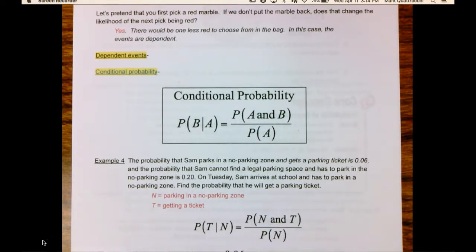So example 4. The probability that Sam parks in a no parking zone and gets a parking ticket is 0.06, and the probability that Sam cannot find a legal parking space and has to park in the no parking zone is 0.2. On Tuesday, Sam arrives at school and has to park in the no parking zone. Find the probability that he will get a parking ticket.